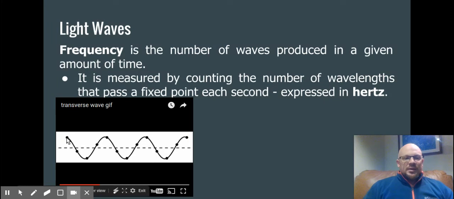And so we start here at a crest, and we would measure to the next crest. So that's 1, 2, 3. And so in that second, 3 wavelengths went by. You just measure from crest to crest. So 1, 2, 3. So that would be a frequency of 3 wavelengths over 1 second, which would be 3 hertz.